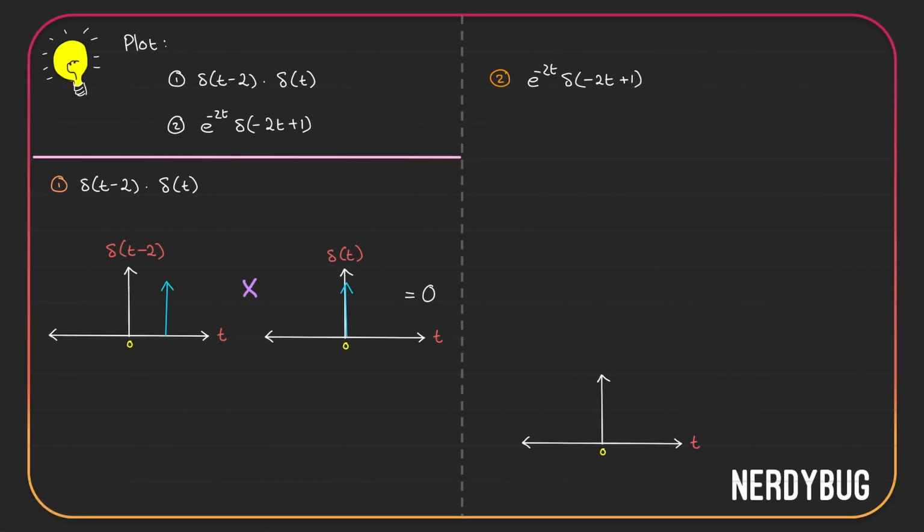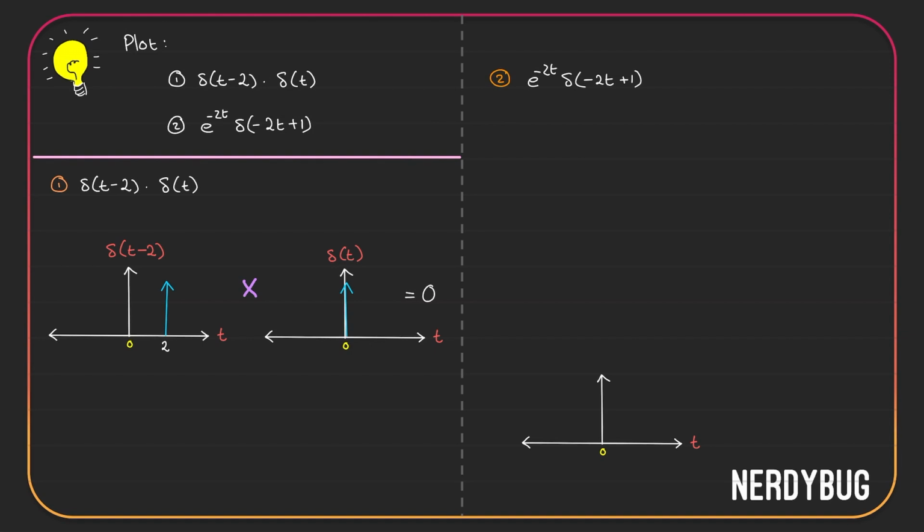Let us solve some more problems. The first one is we have to take the product of delta of t minus 2 and delta of t. We know delta of t minus 2 is time shifted, so it will come at plus 2. Delta of t will come at 0. When you multiply them, whatever value we have at 2 will be multiplied with 0, and whatever value we have at 0 here will be multiplied with 0. So the result is going to be 0.